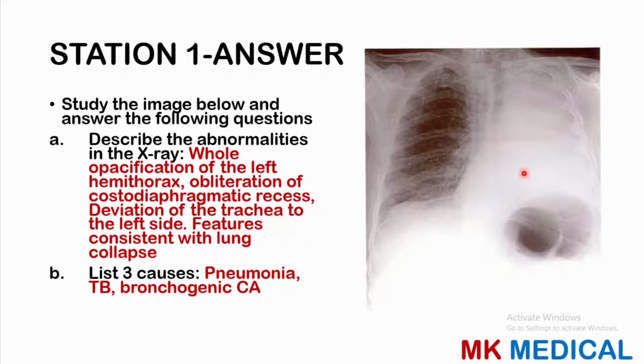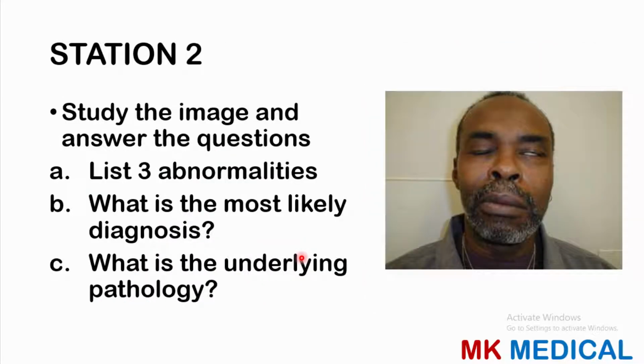You have deviation of the trachea to the affected side, also deviation of the trachea to the left side, rather, not the right side. This is supposed to be the left side. Even with the silhouette sign of the left heart border. Then, of course, these are features that are going to be consistent with collapse of the lung. So here, the whole lung has collapsed. So 3 causes: it could be due to pneumonia, it could be due to TB, it could be due to bronchogenic carcinoma.